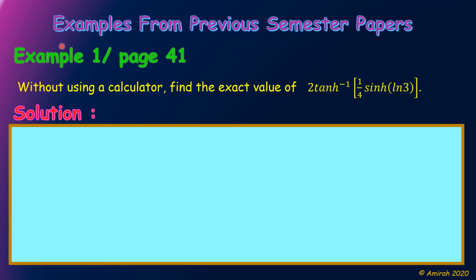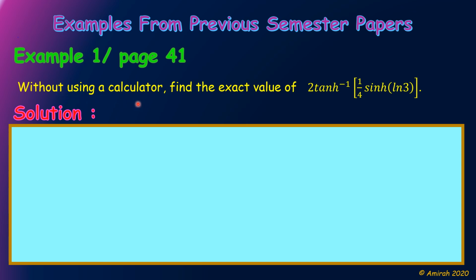Now, let me see the example. This example is from previous semester papers. Example 1 is from page 41 in your handout. Without using a calculator, find the exact value of 2 inverse tan (1/4 sinh ln 3). How do we find this without using a calculator?